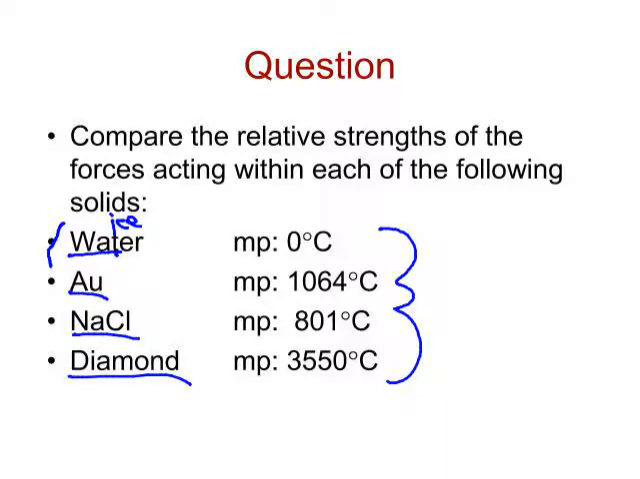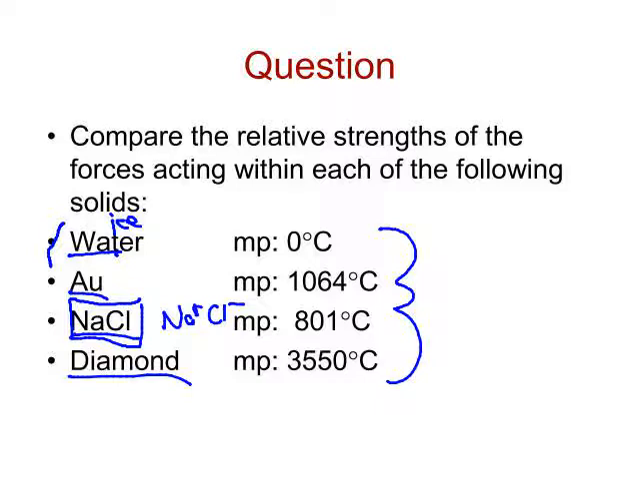I should maybe say interparticle attractions, because if we look at the smallest unit of sodium chloride, it's not a molecule, it would be separate sodium and chloride ions. So rank these substances in order of increasing interparticle attraction. Okay, pause it real quick.